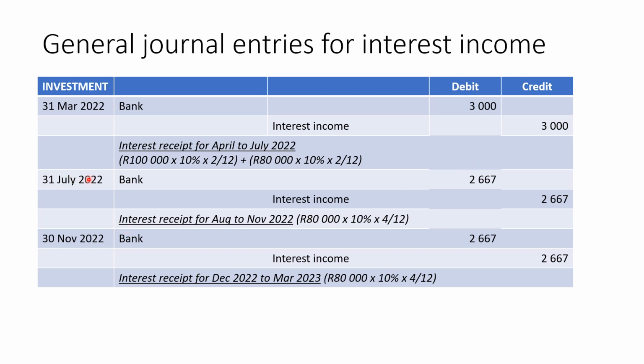Then on the 31st of July, we receive interest for August to November. That's 2,667. And then on the 30th of November, we receive interest for December 22 to March 2023. So that means we're receiving 3 months for next year, and the total we receive is 2,667.